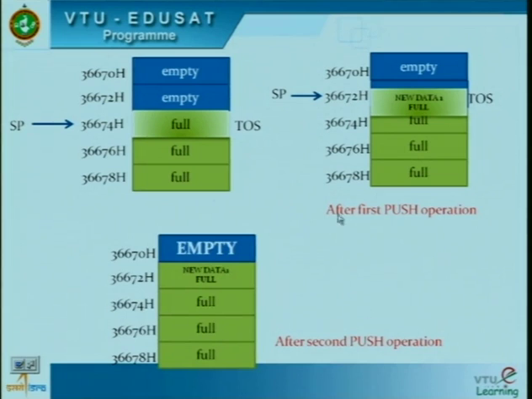After the second push operation, just for your understanding, say there are one or two locations empty here. After pushing another 16 bits of data, your SP will be loaded with 36670. So after the second push operation, your SP will point to 36670H. The top of the stack is 36670H.